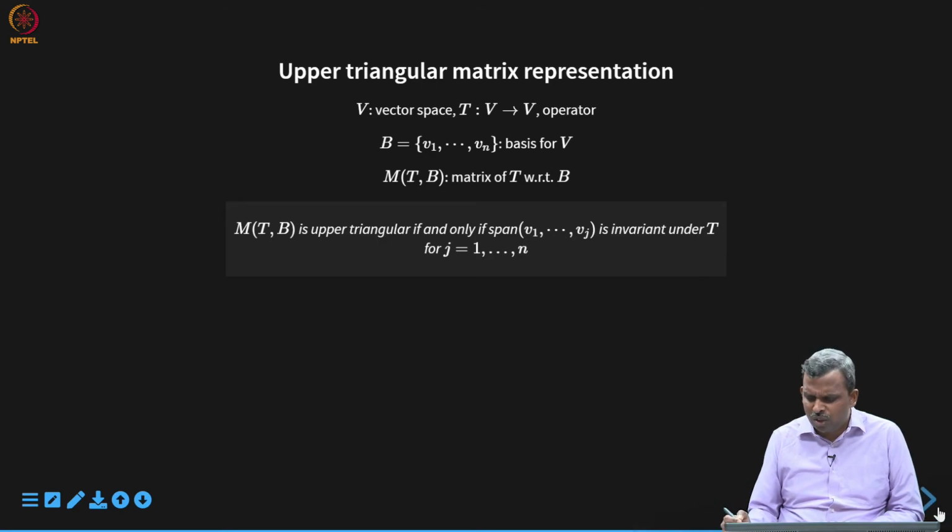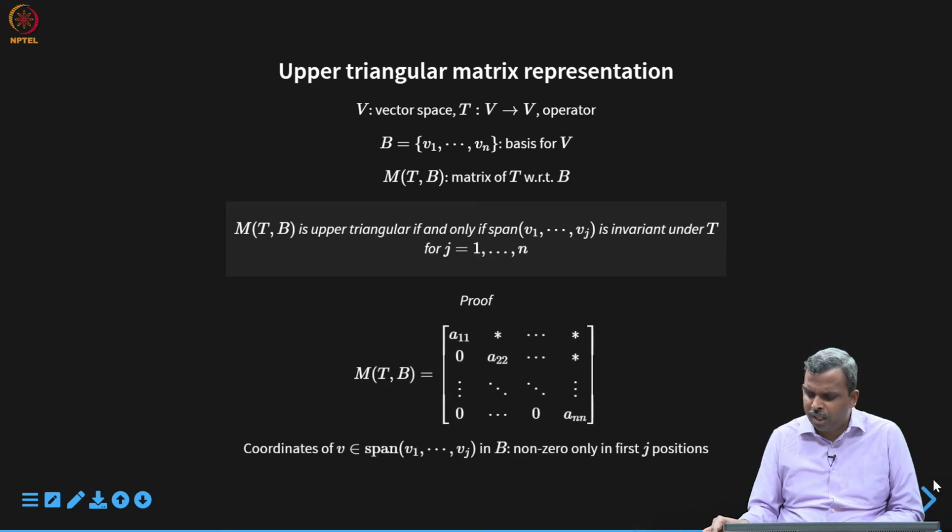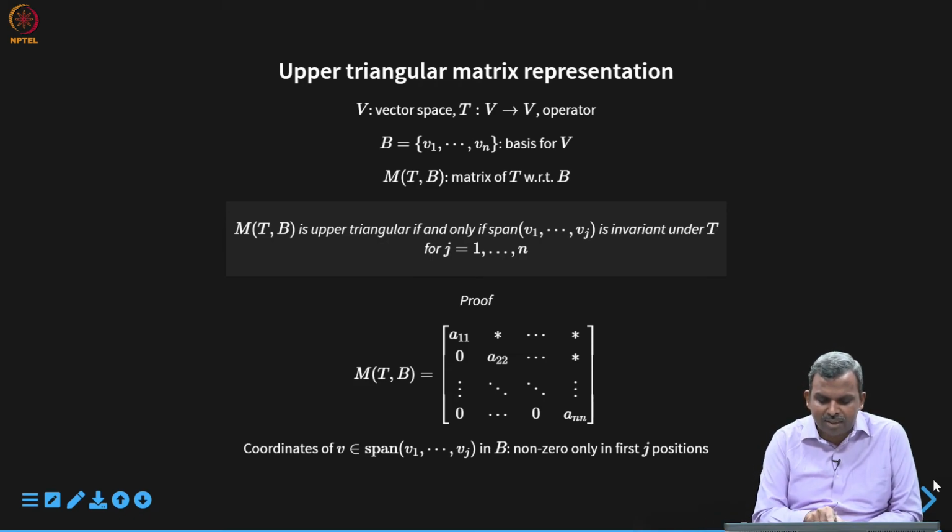Okay, so the proof is not very hard. I'll just write down the matrix for you and you'll see the proof will sort of follow. If your matrix is upper triangular like this, you can see if you take the first j coordinates and do linear combinations with them, only the first j are going to be non-zero, right. So there is invariance with respect to that, but the bottom part is 0.